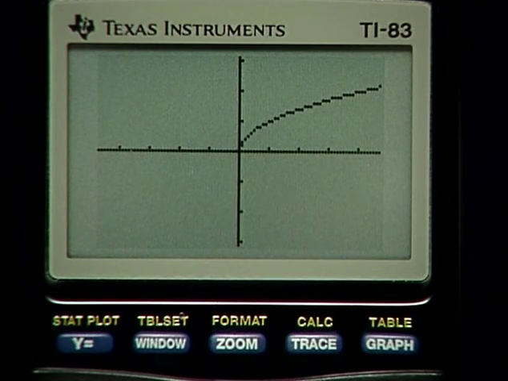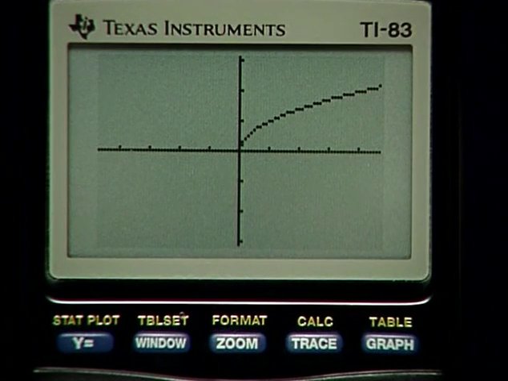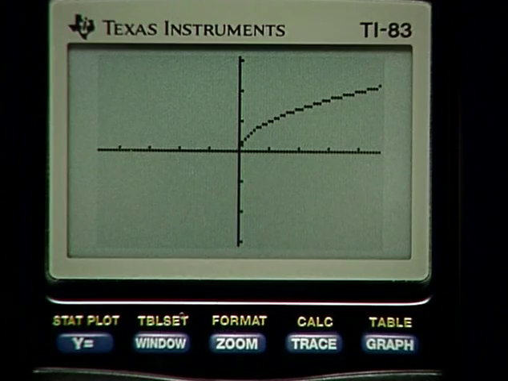By the way, the window setting is rather close. That is, we're getting a fairly close view of this graph because from the standard setting, I pressed zoom and then number 4 for decimal. But if you're following what I'm doing, that's how I got this kind of viewing rectangle.